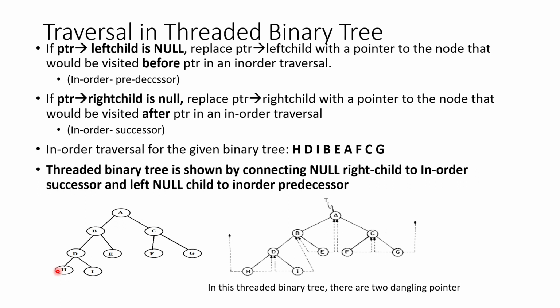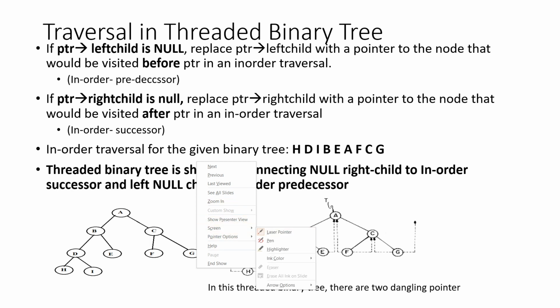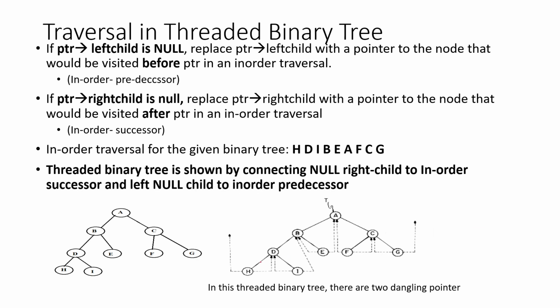Now we'll connect it. H does not have any predecessor node. As you can see, there is no node at all. H is the leftmost. For the time being, keep it as it is. For the time being, just draw a line like this. H's right side is also null. H's right link is also null. Now what to do? You have to connect this to the successor. H's successor is D. You have to connect that to D.